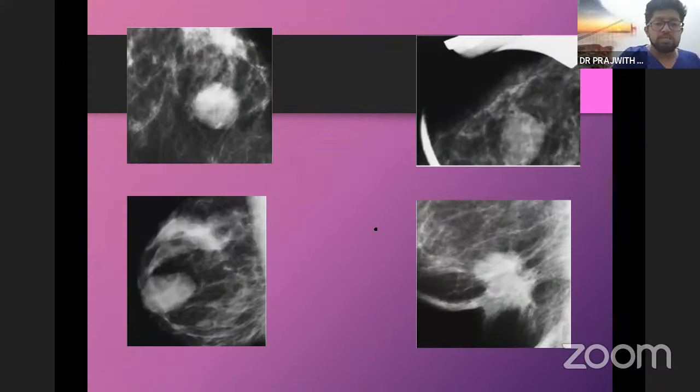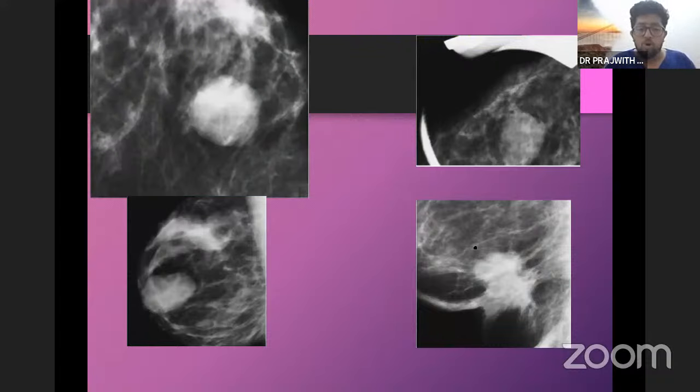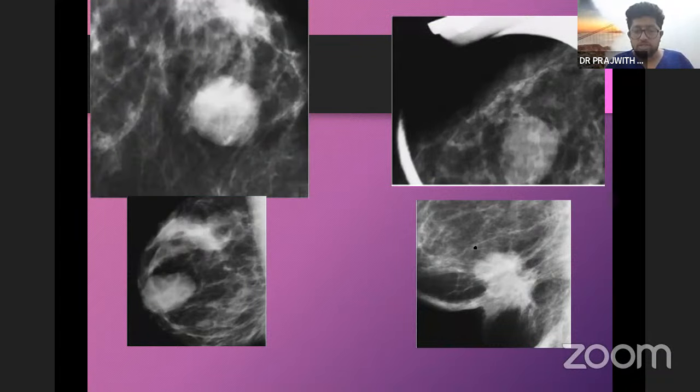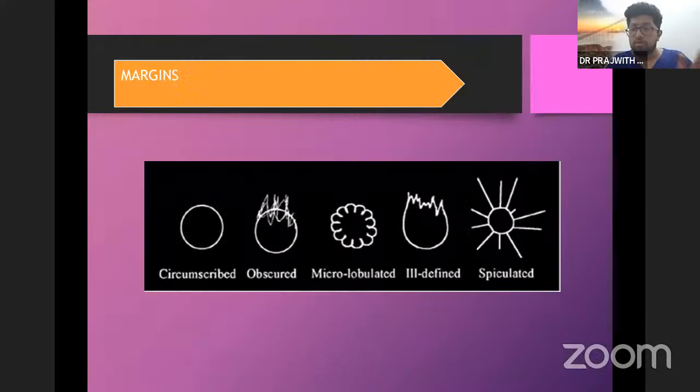In this, we can see a cyst showing a round shape. These are the oval shaped lesions we can see here, more like a fibroadenoma. Here we can see that the shape is irregular. You can see the spiculation in the outer margin, irregular shape, very high chance of malignancy. It is a case of an invasive carcinoma. So we can have a round shape, oval shape, irregular shape, or lobulated. This is how we go based on the shape.